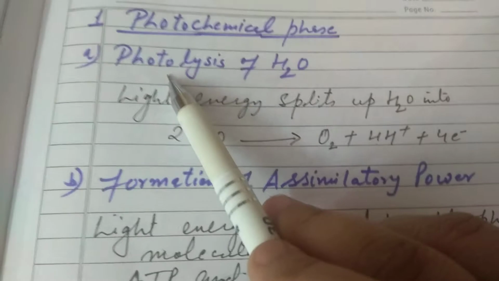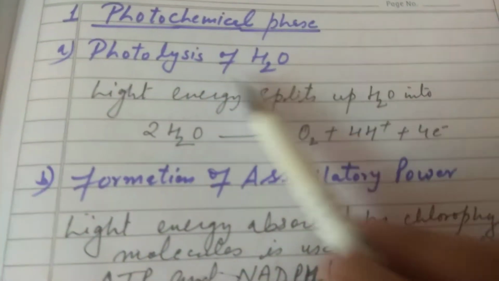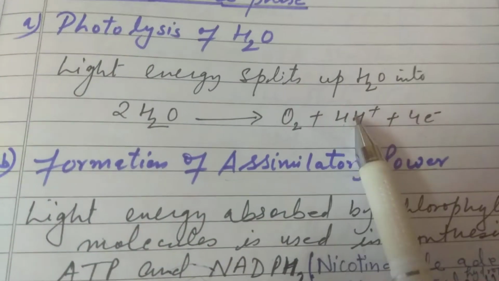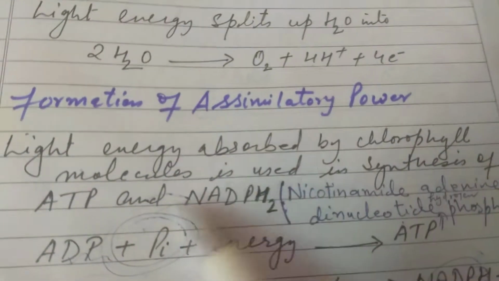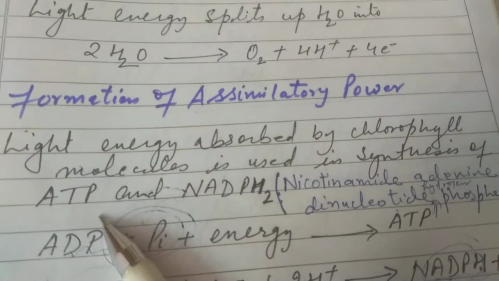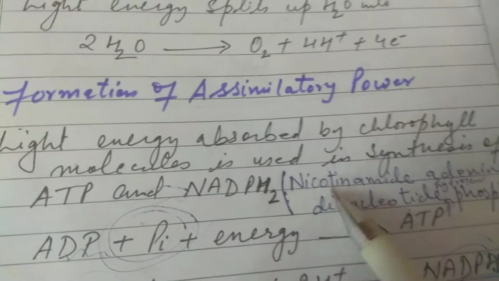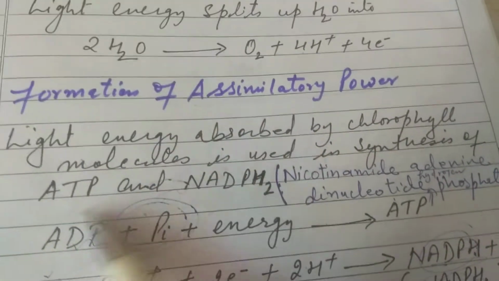What is this photochemical phase? Photolysis of water, as I told you, completes in two steps. First is photolysis of water. Light energy splits water into hydrogen and oxygen, right? And then formation of assimilatory power. The light energy absorbed by the chlorophyll molecule is used in the synthesis of ATP, called adenosine triphosphate, and NADPH2, nicotinamide adenine dinucleotide phosphate hydrogen. Both are called assimilatory powers.